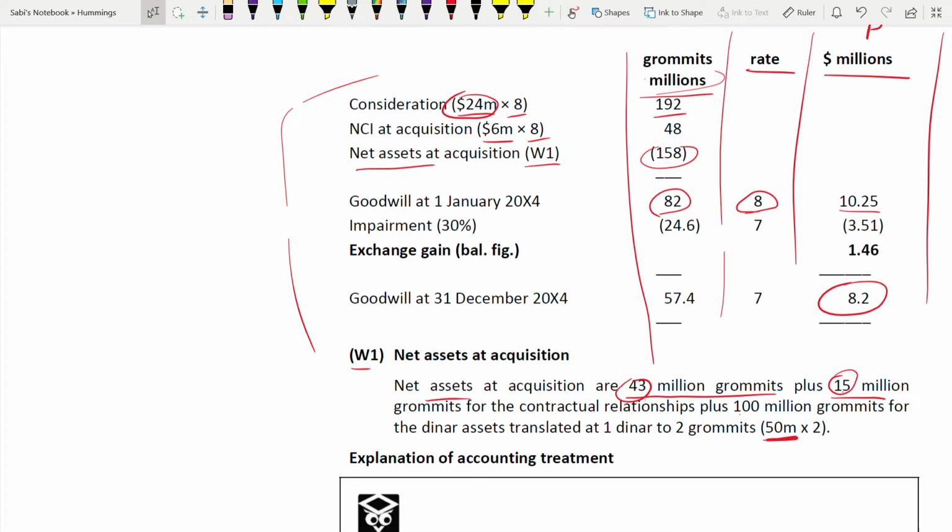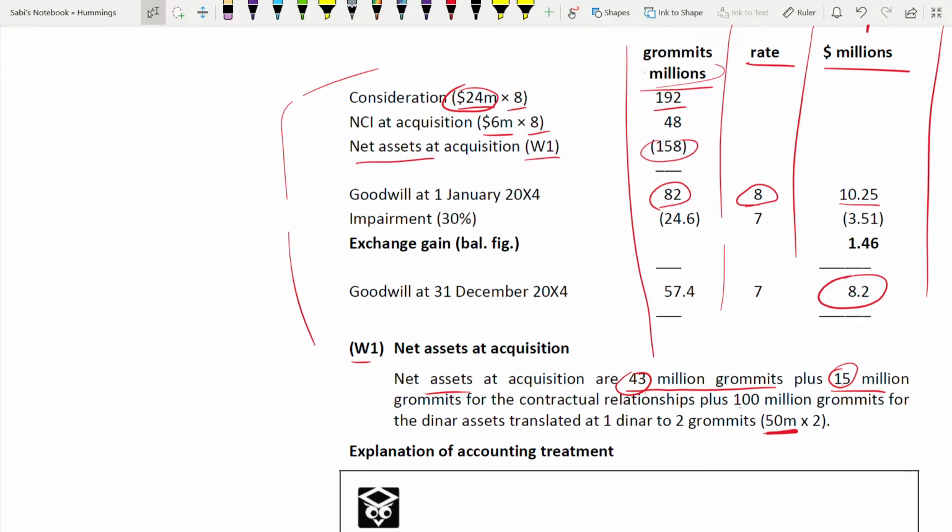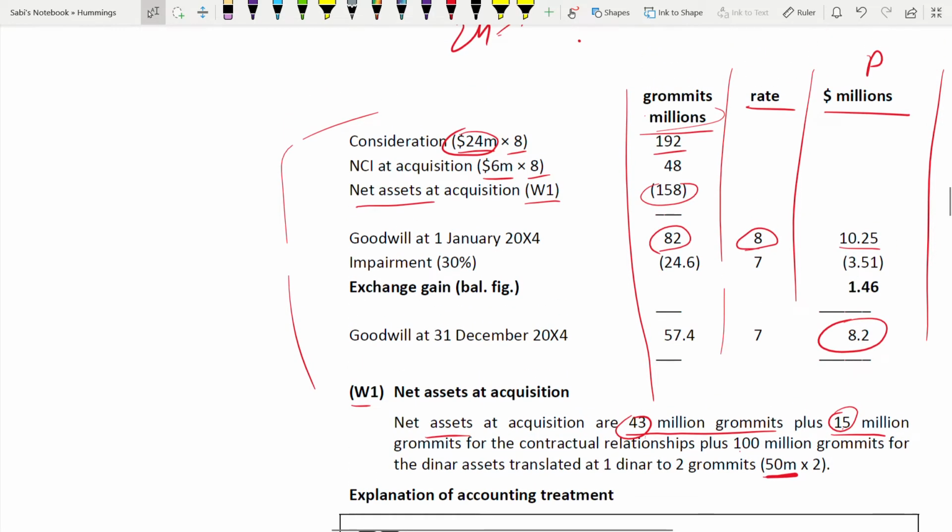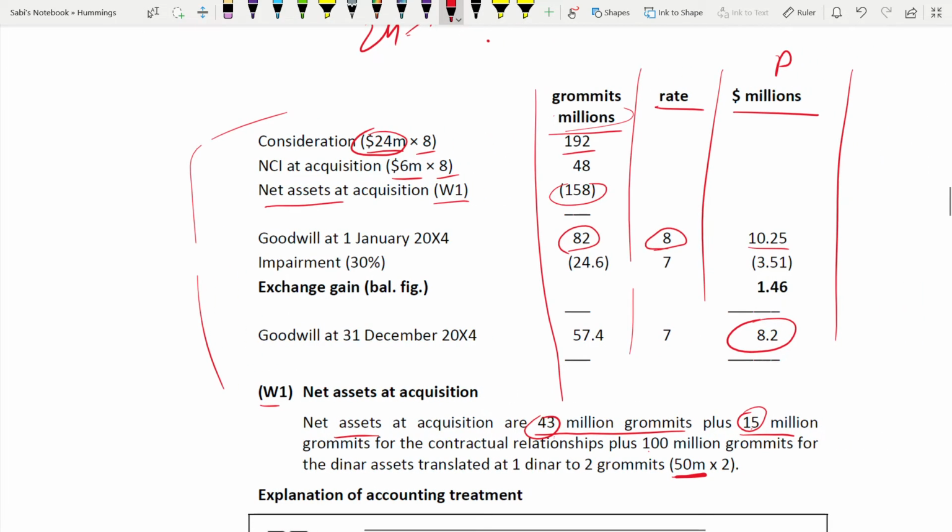1 dinar and 2 grommet means to find it in grommet just multiply by 2, which is 100. Okay, now, so goodwill: when you are taking 8, remember 8 is the opening, 7 is the closing. Every time I don't have to keep going there. So 82 divided by 8 is 10.25 goodwill.